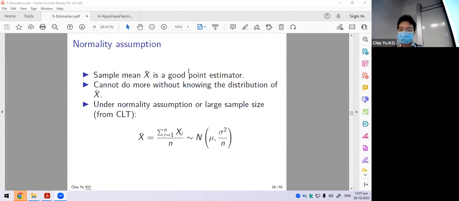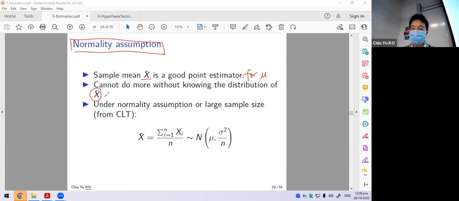So this is one of the key things we cover today. And later you will see this interval estimator is closely related to hypothesis testing. We're going to preview that later today. Okay, that's a very important thing. As we said at the beginning, why we need normality is because we know X bar is a good estimator for mu. And we cannot proceed any further without knowing what X bar looks like.